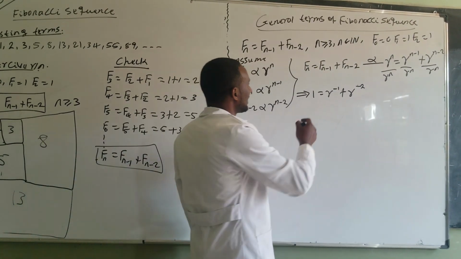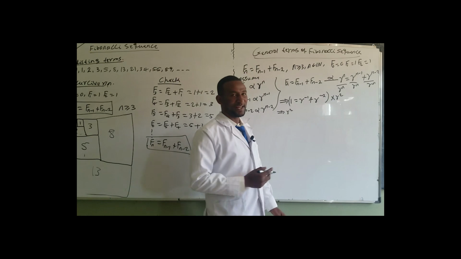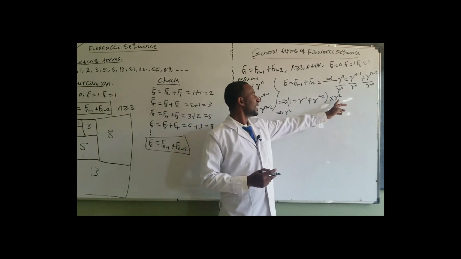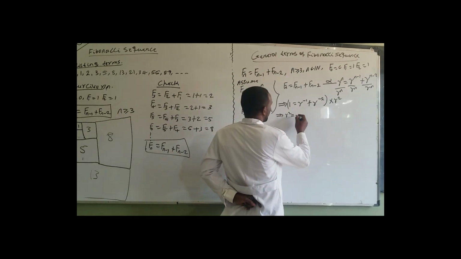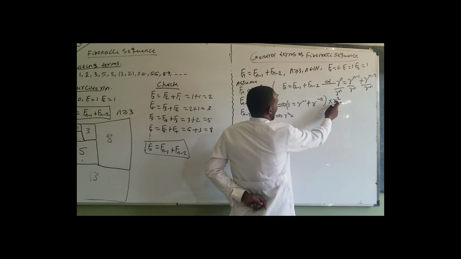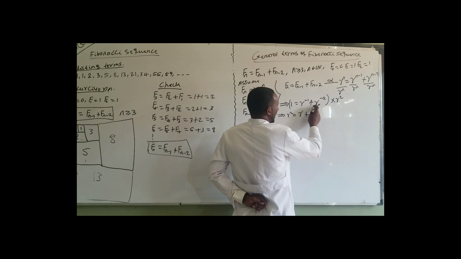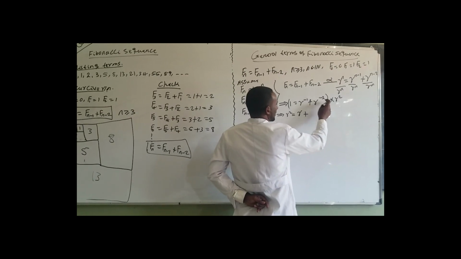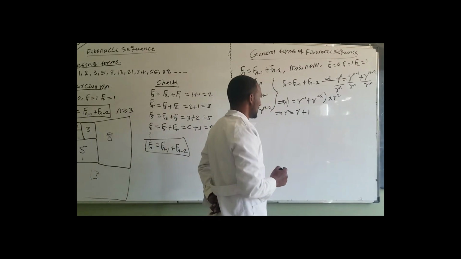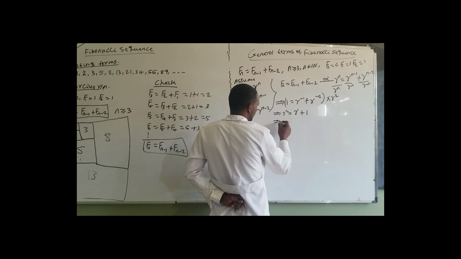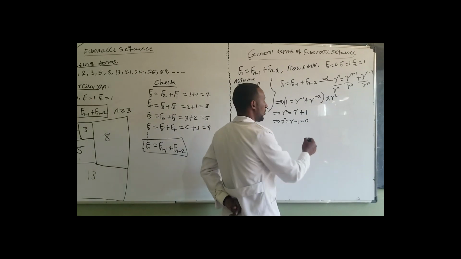Then multiply both sides by r squared. When we multiply each term by r squared, we get r squared is equal to r to the power of minus 1 times r squared, which is r, plus r to the power of minus 2 times r squared, which gives 1. Then this implies that r squared minus r minus 1 is equal to 0. This is a quadratic equation.